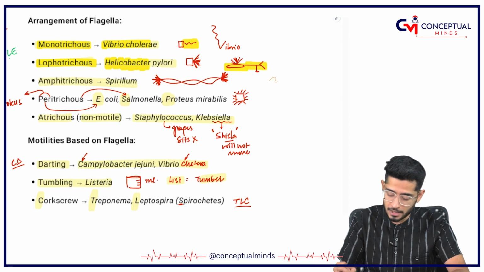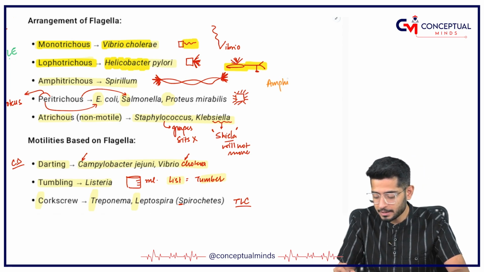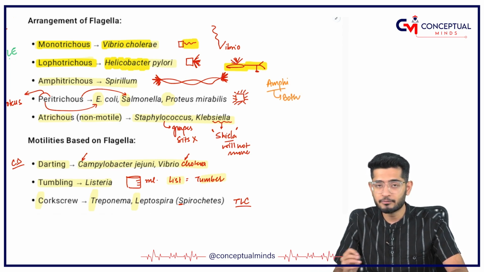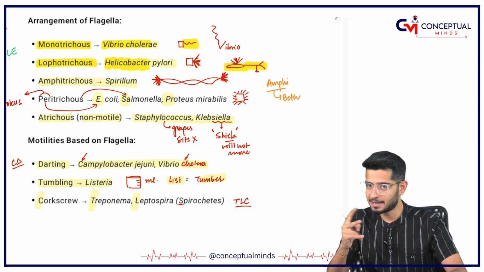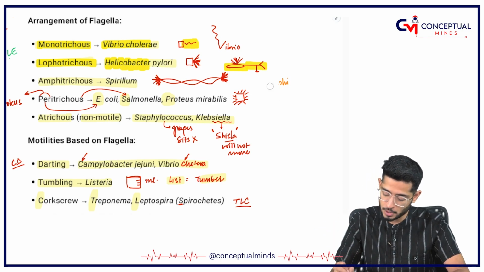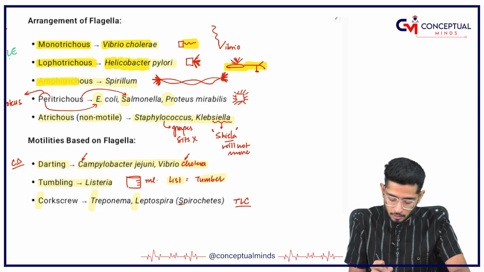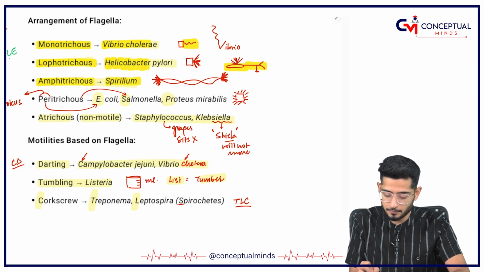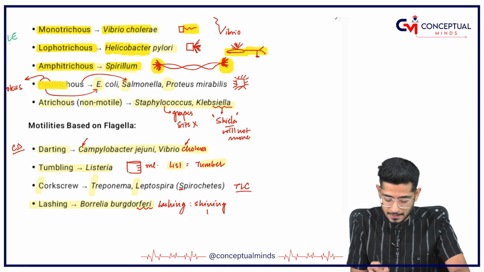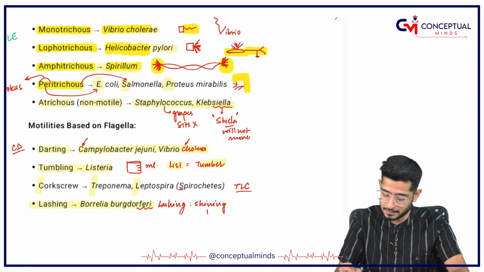Amphibians. Have you heard this word amphibian? Amphibian like frog means organisms which can live in two environments, the land and the water. So amphi means both. So Amphitrichous means they have flagella on both the sides, and spiral in shape. Peritrichous means present on all the sides like this.